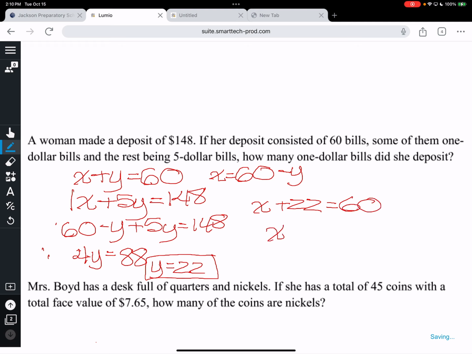So x equals what? 38. She gets 38 $1 bills. It's a lot of bills. Somebody might want a 20 and a 10 and a 5 and a 3. McDonald's probably paid 38 ones.